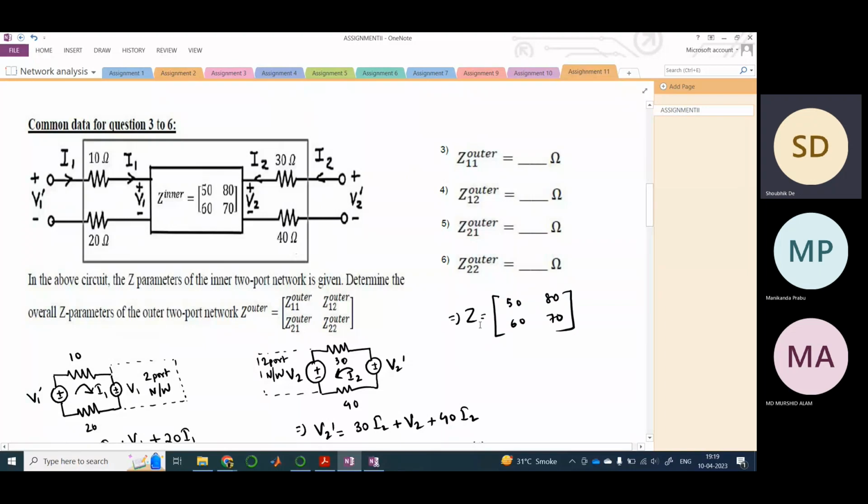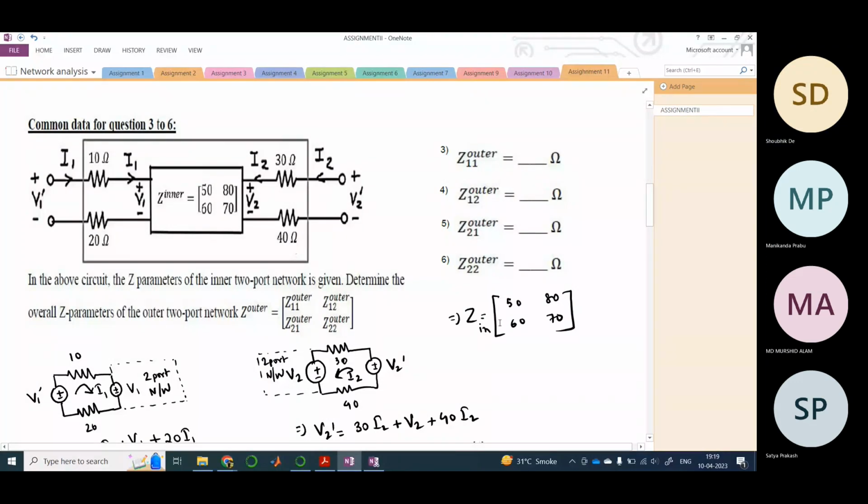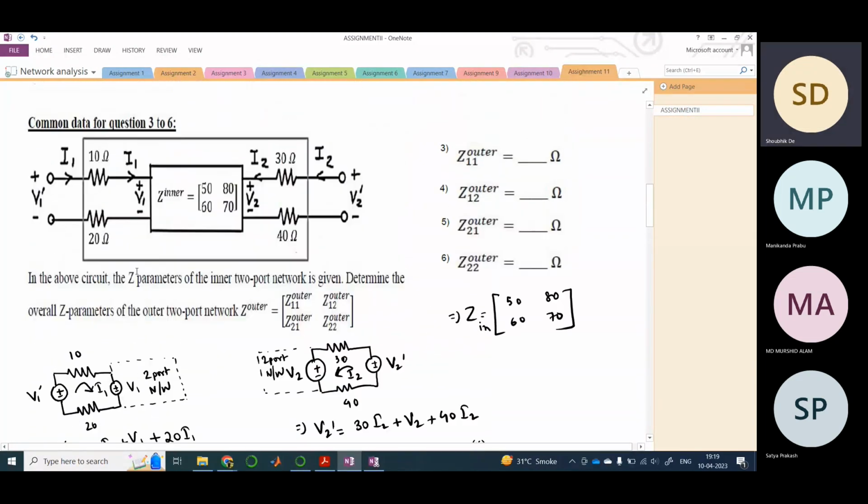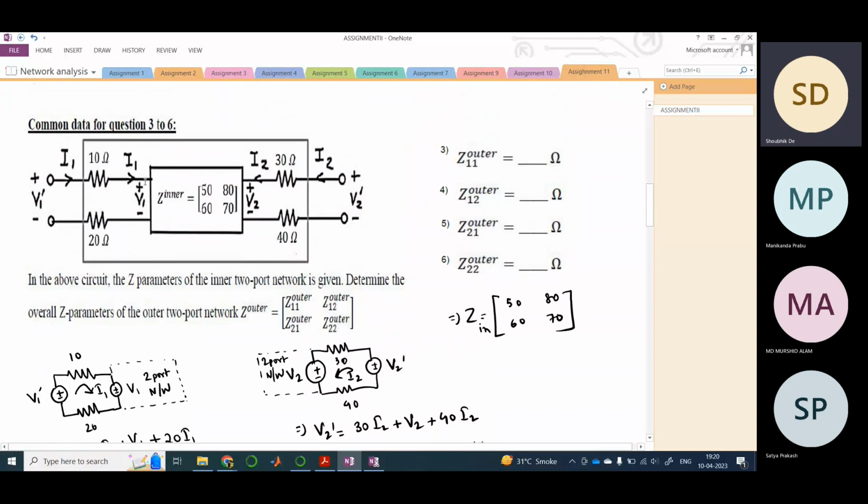So this is Z inner. I should rather write this is Z inner, right? So now we can frame another set of two equations. V1 equals 50 I1 plus 80 I2, right?